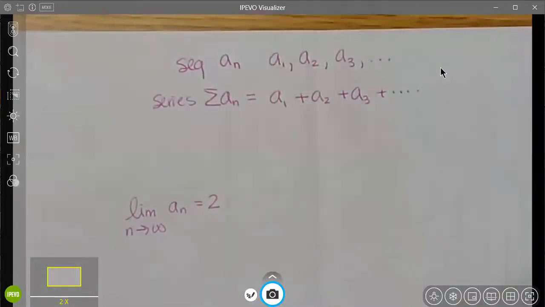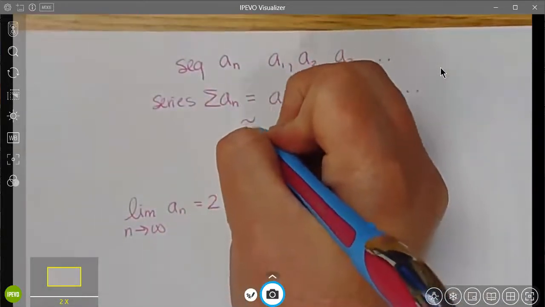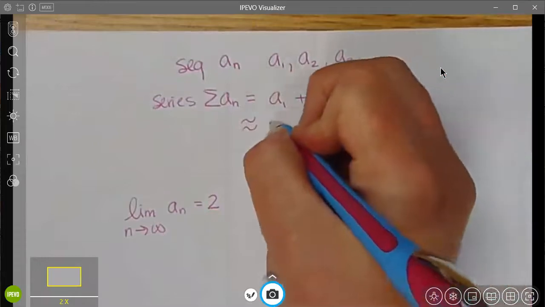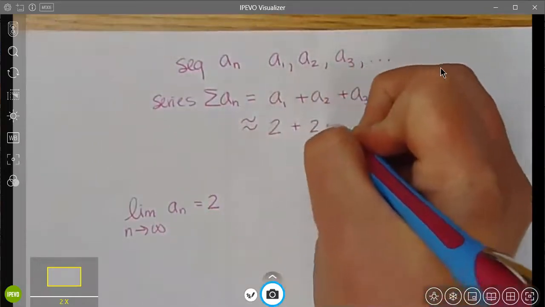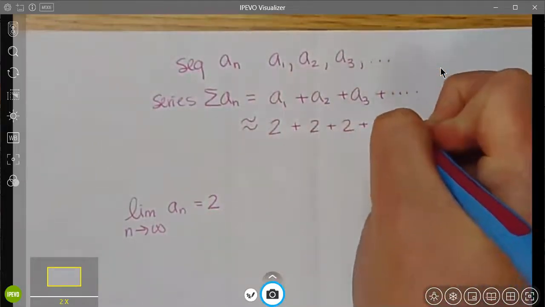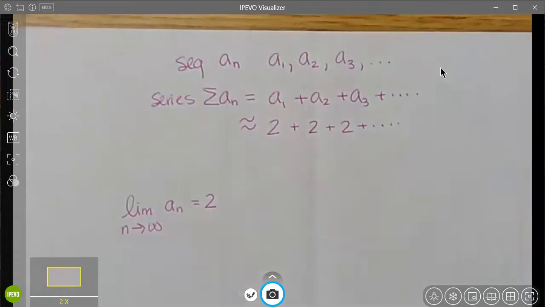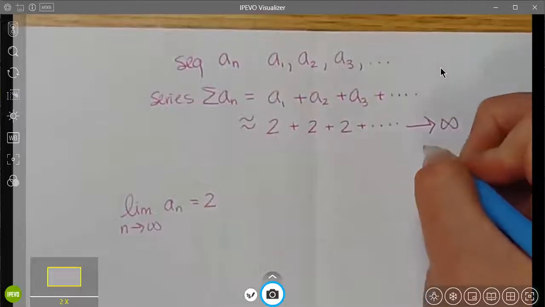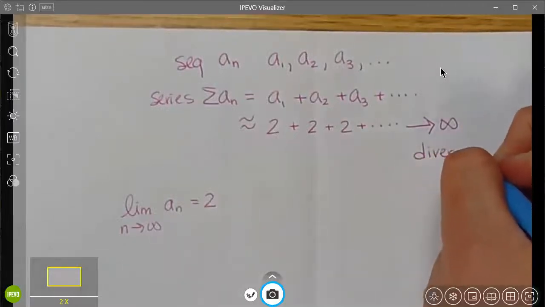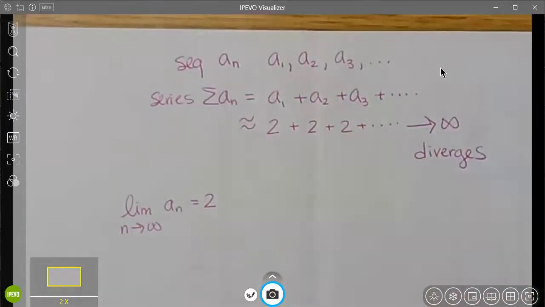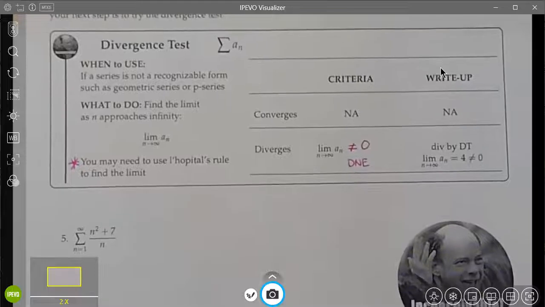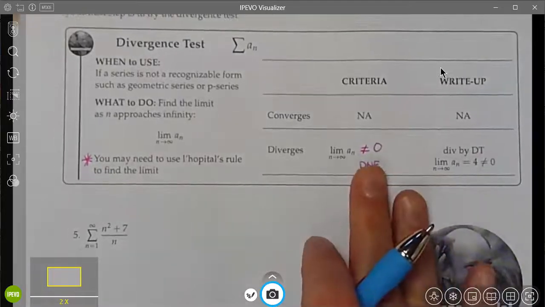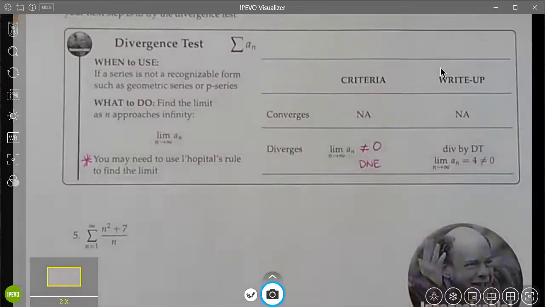What that means is I can say that this series is approximately equal to 2 plus 2 plus 2, and so on. So I can replace all of those terms with a 2, and get an approximation for what it adds up to. I think it's pretty clear that this is going to infinity and it diverges. That's the rationale behind this criteria. If the limit's not 0, it definitely diverges.